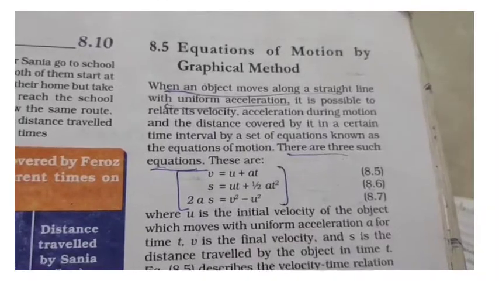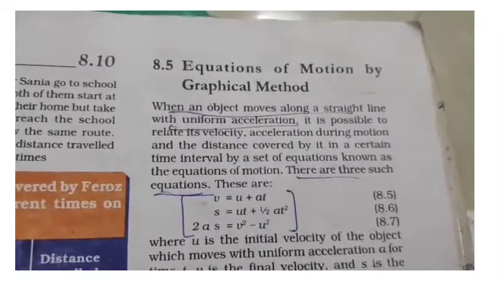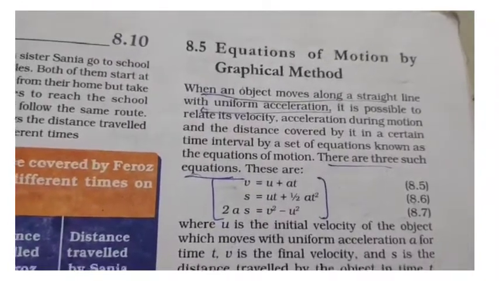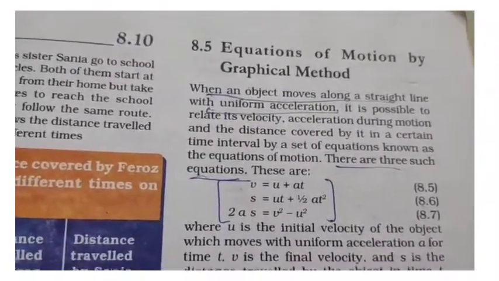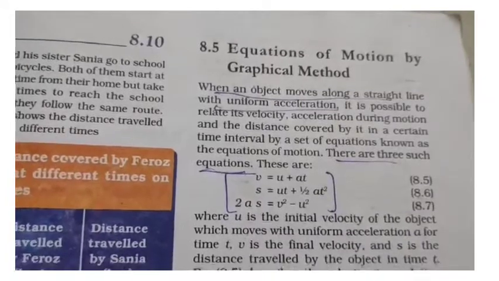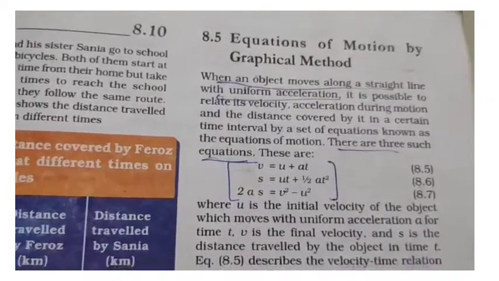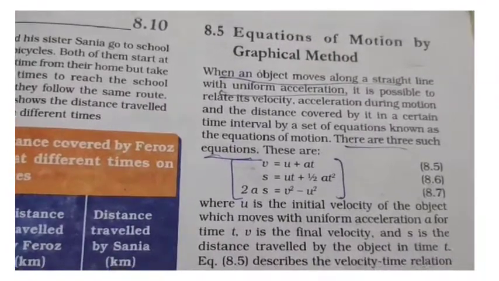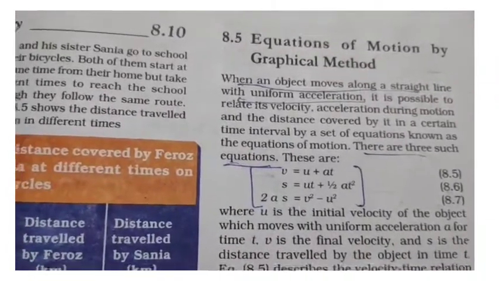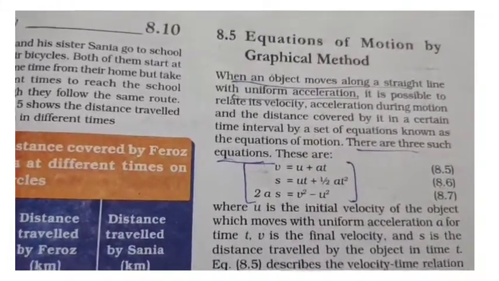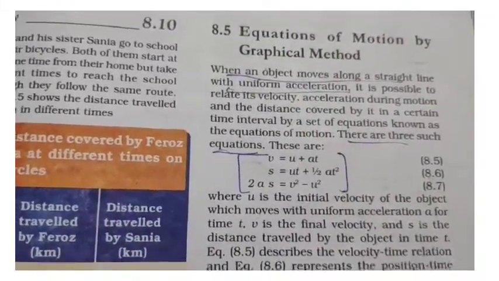Good morning, children. In the previous class, I had explained to you about the graphical representation of motion, in which we had taken up the distance time graph and the velocity time graph. Am I right? The slope of the distance time graph gives you the speed, and the slope of the velocity time graph helps you to find the acceleration.